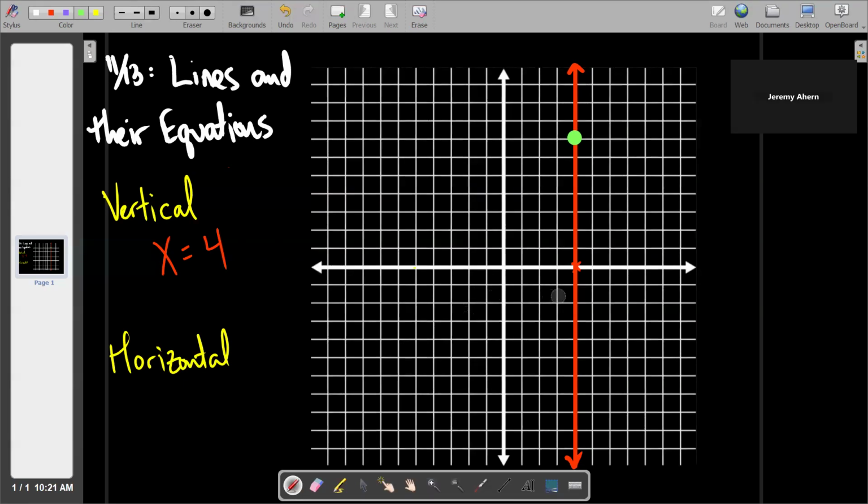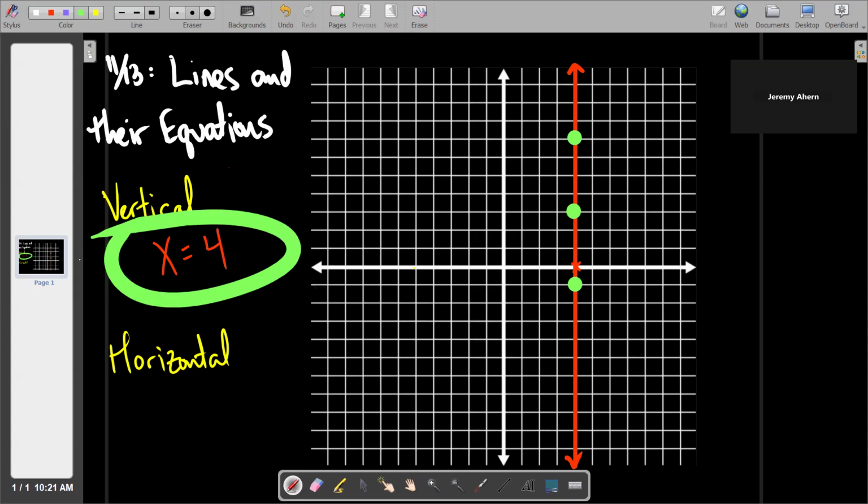Okay, good. How about this one? 4. Okay, I'm going to trick you with this one. How about this one? 4. Hold on, so they all have what? That's why vertical lines are x equals, because every point on the line has the same x coordinate. That's the only rule you have to follow to be in the vertical club: you have to have the same x coordinate. I could keep doing that. I don't care what the y coordinate is, but if your x is 4, you're on that red line.